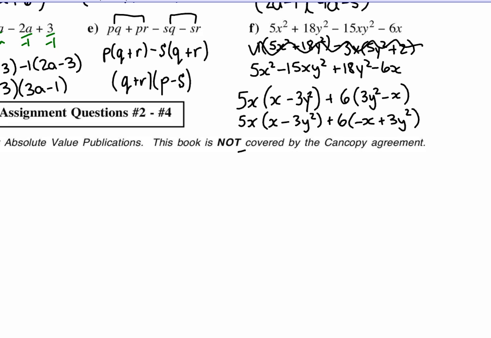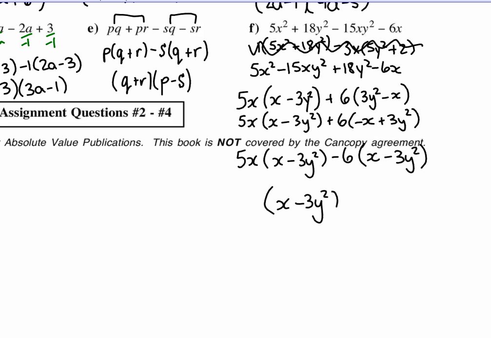Let's do the second one. So we're going to pull out the negative. So the plus 6 becomes negative 6. The plus minus x becomes plus x. The plus 3y squared becomes minus 3y squared. Good. Now we can finally pull out x minus 3y squared, and we're left with 5x minus 6.